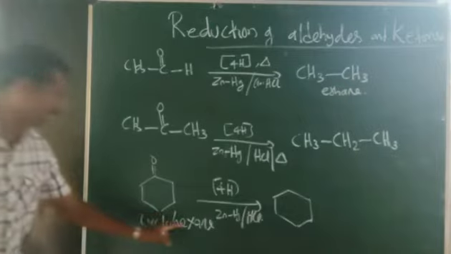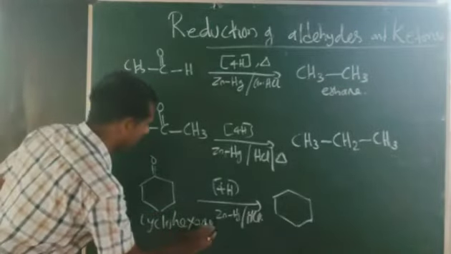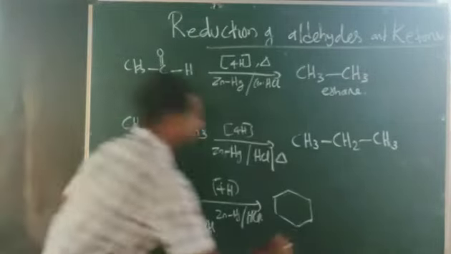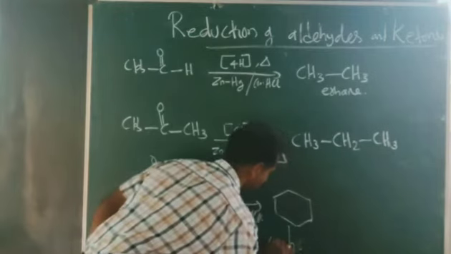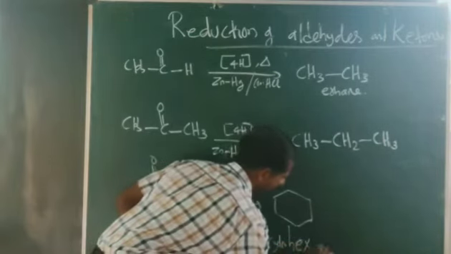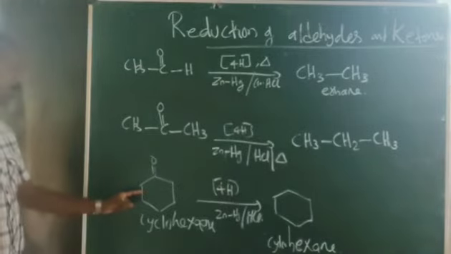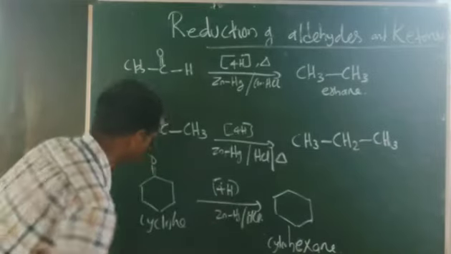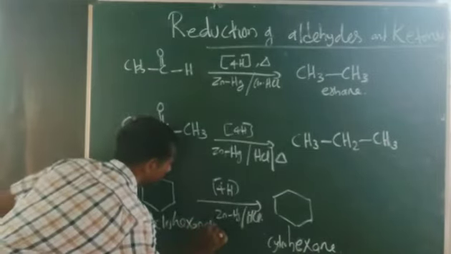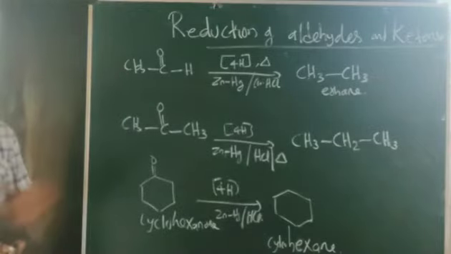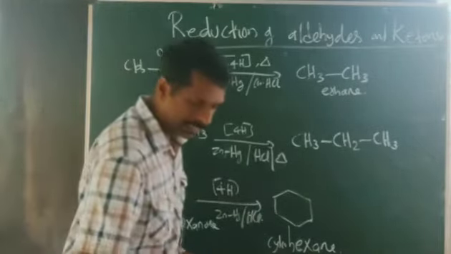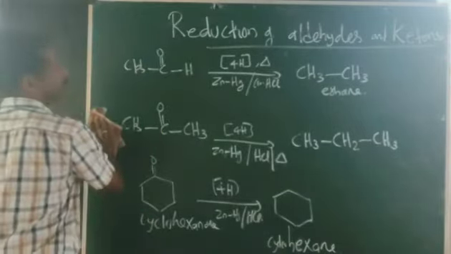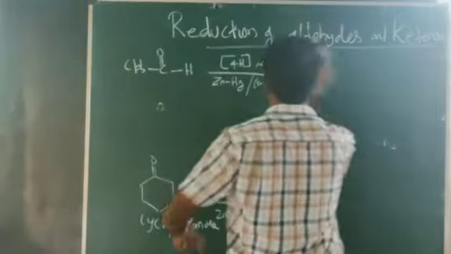This is cyclohexanone. Cyclohexanone is reduced to cyclohexane. This is cyclohexane. So when we use zinc amalgam and concentrated HCl for reduction, that type of reduction is known as Clemmensen reduction, and we get alkane.